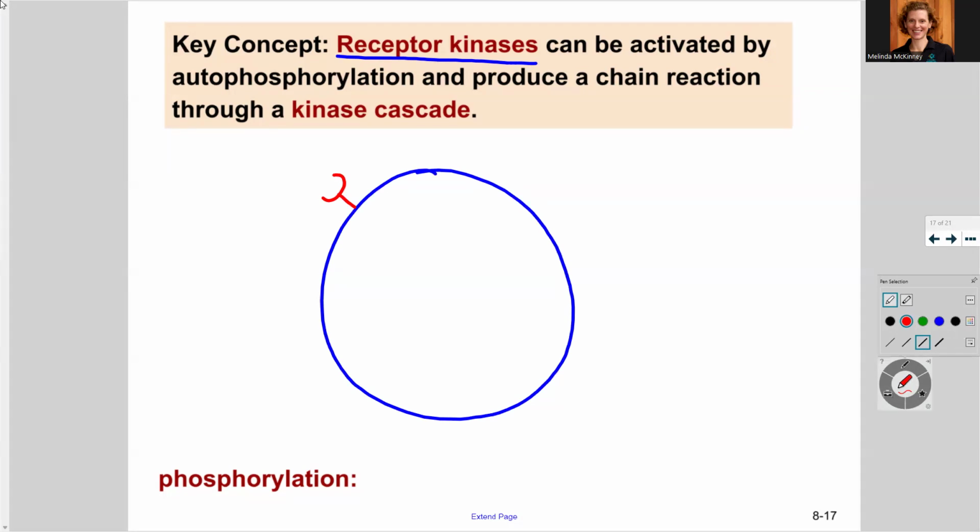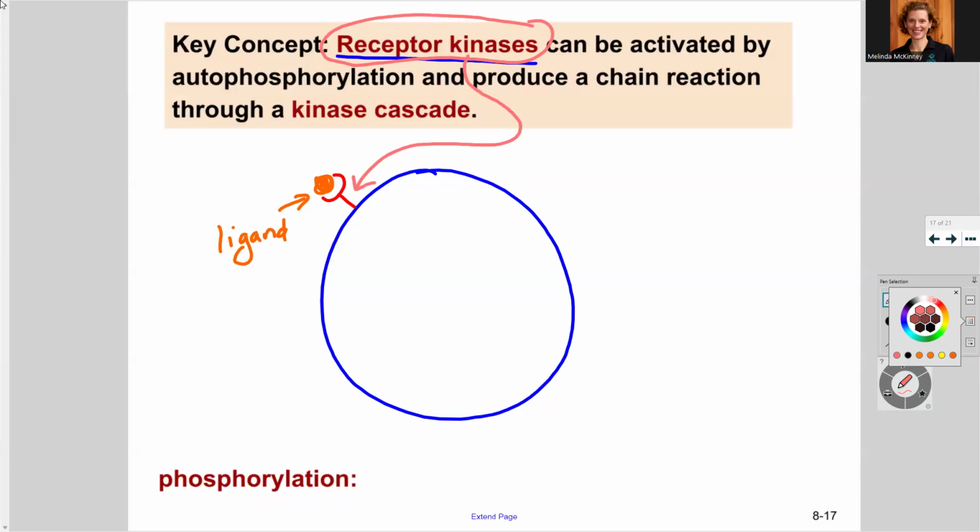So a receptor kinase will receive a signal. So a signaling molecule, again, that signal is called a ligand, in general. So the receptor kinase is this red molecule here that is receiving the signal. And it can be activated by what is called autophosphorylation. So there can be a part that extends into the cytosol or the cytoplasm inside the cell.